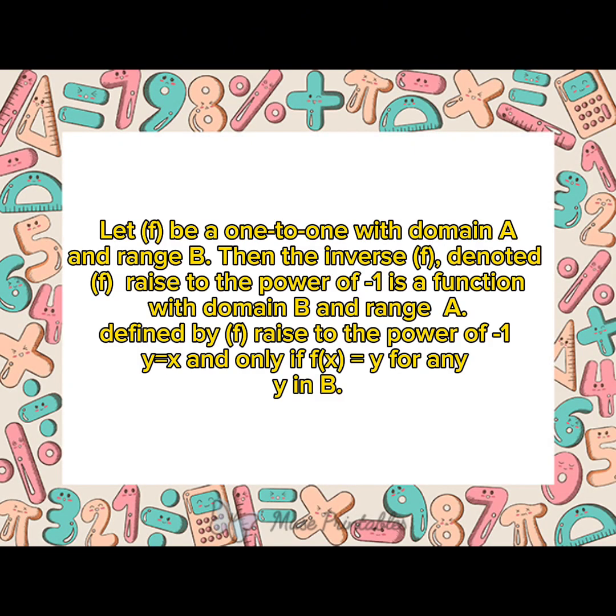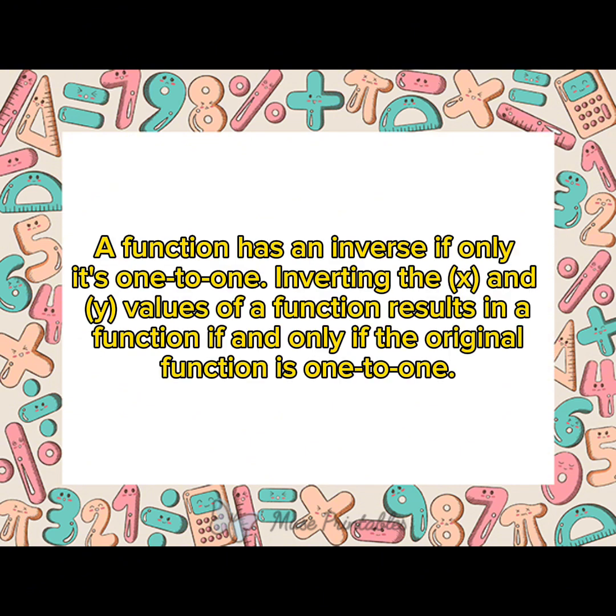Let f be a one-to-one with domain A and range B. Then the inverse of f, denoted f raised to the power of negative 1. So f raised to the power of negative 1 is the symbol of inverse. It's a function with domain B and range A. Defined by f inverse of y equals x if and only if f of x equals y for any y in B. So just like before, no, mag-interchange lang siya. A function has an inverse if and only if it's one-to-one. Mag-inverse lang if one-to-one ang function.